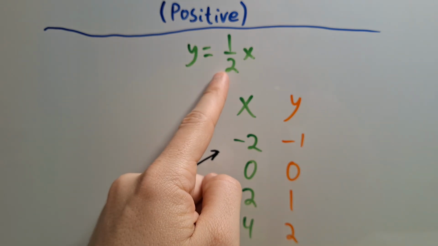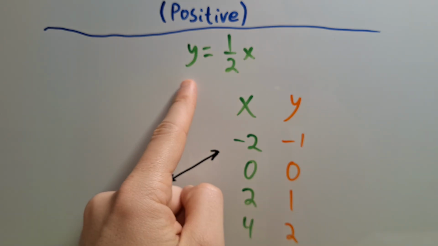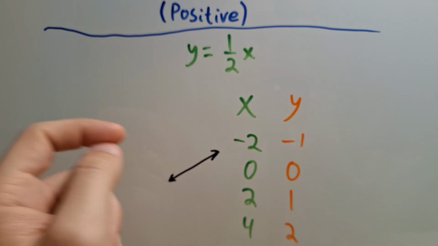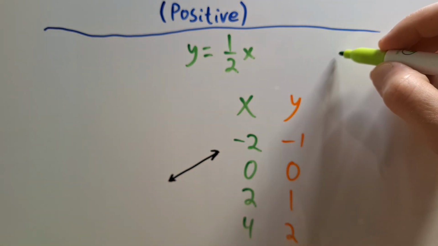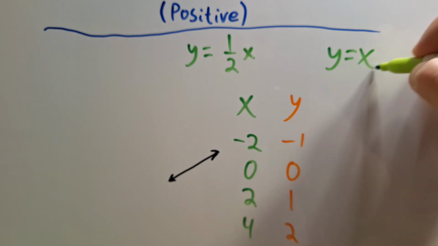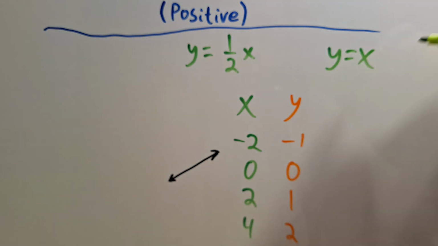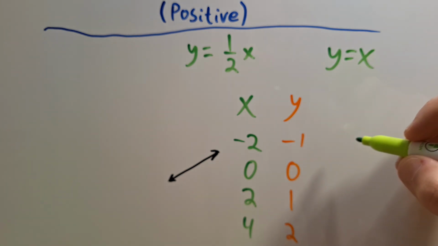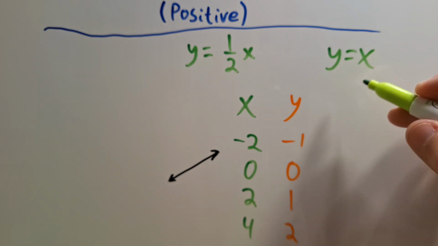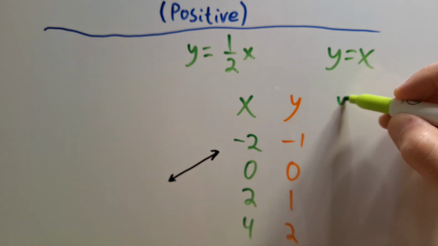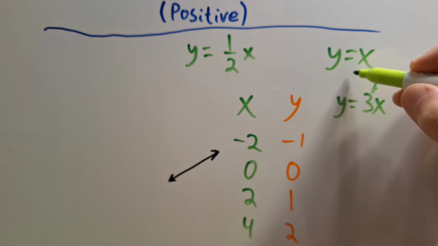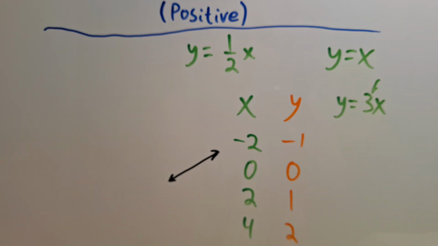This happens whenever your coefficient, when you're in this form, y equals, and then you have a coefficient times x. Sometimes that coefficient could be 1. Another example of this would be the graph of y equals x. In that case, whatever value of x you pick will be the same value for y. That is another example of a positive slope. Another example would be 3x. As long as the coefficient is positive, you have a positive slope.